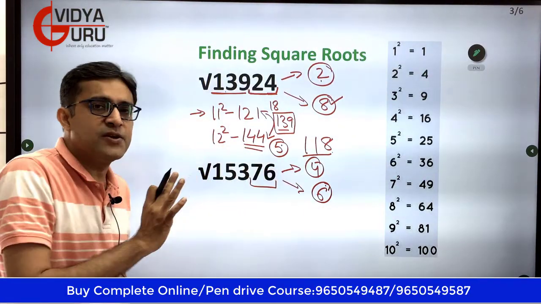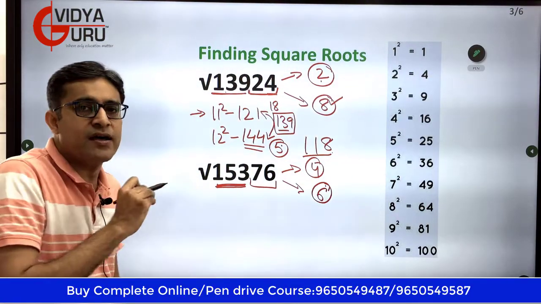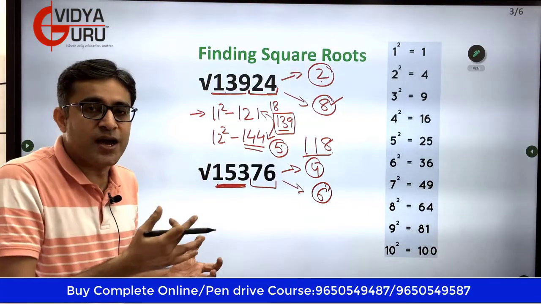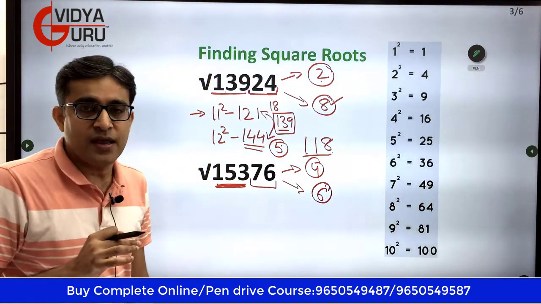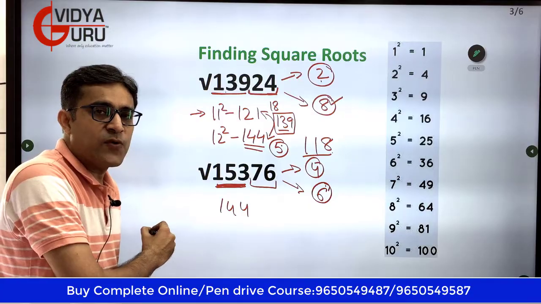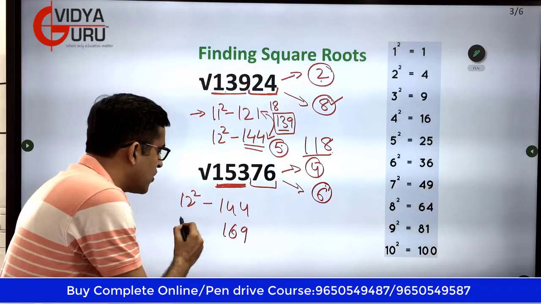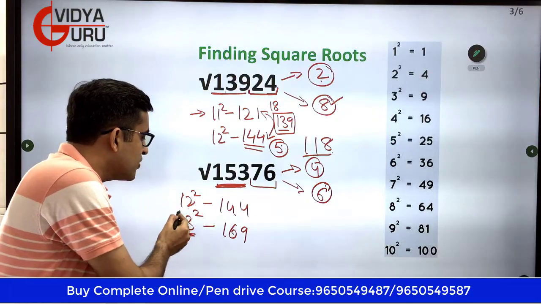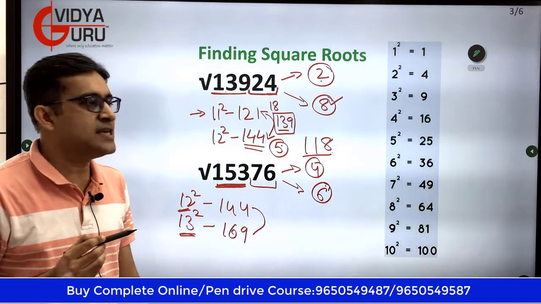So the 6 can appear because of 4 or 6 in the units place. I have selected the 2 from the right. Now I'm left with 153. Think of those perfect squares between which 153 is going to lie. 153 lies somewhere between 144, the square of 12, and 169, the square of 13. That means you have to check for these two perfect square values, 144 and 169.